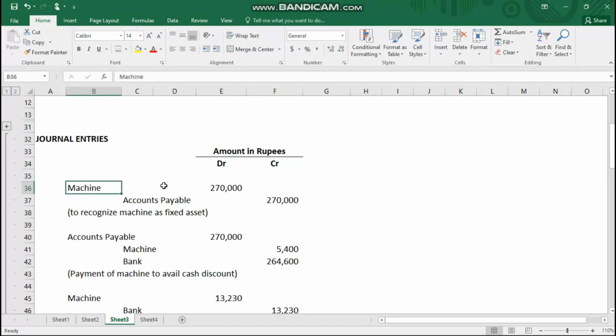So first entry would be for the purchase price after deducting the trade discount, which is 300,000 minus 30,000, 10%.